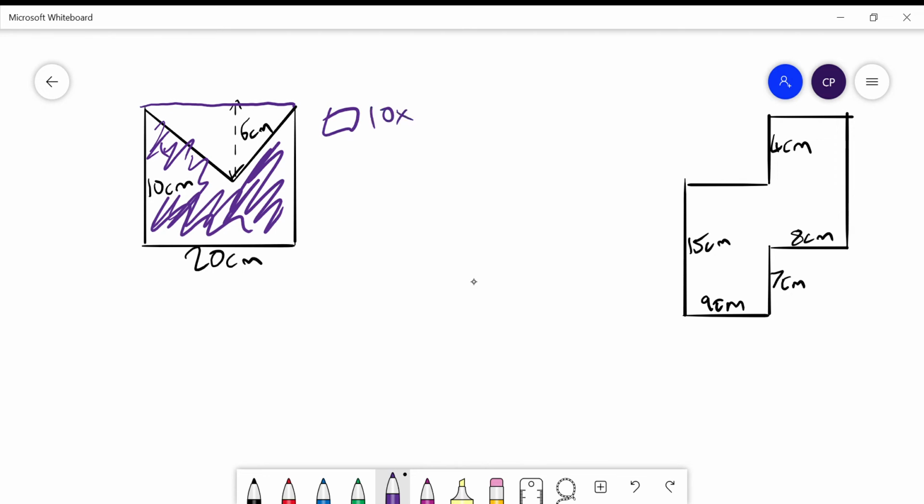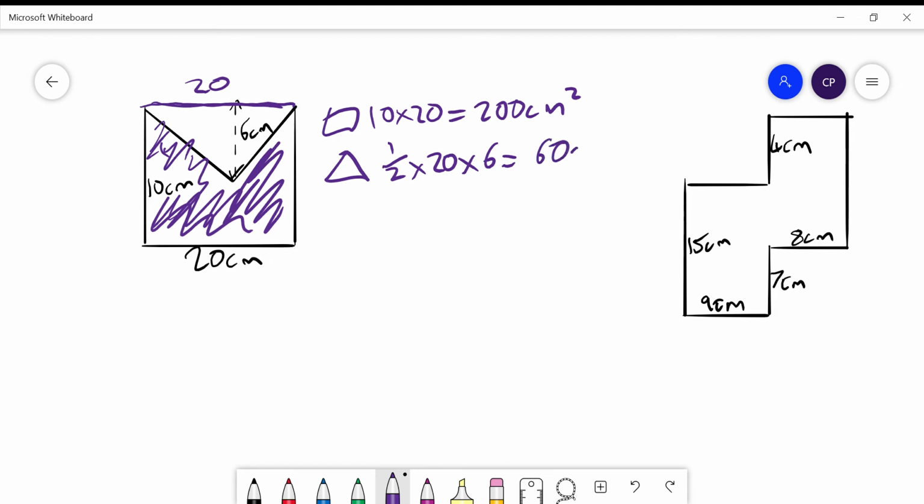It's 10 by 20, so 10 times 20, which is 200 centimetres squared. We then need to think about, well, what is the area of the triangle that's been cut out? Well, this length along here is 20, the same as the bottom, and the height is 6. So we need to do half times base, 20, times the height, 6. So half of 20 is 10, 10 times 6 is 60 centimetres squared.